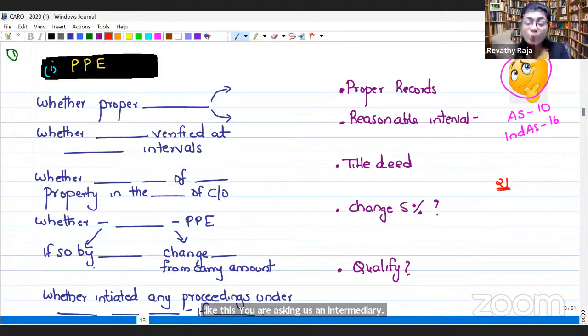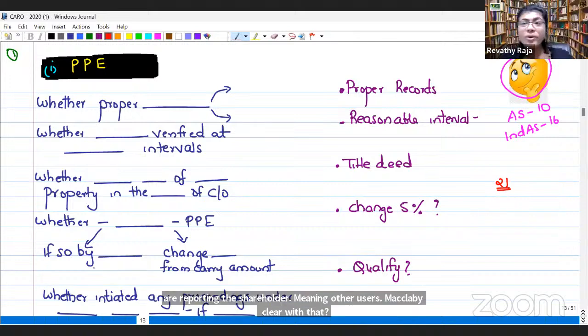Intermediary between who and whom? You're acting as an intermediary between management and the user. The board of directors have kept inventory, property, plant and equipment, made loans and borrowings, maintained cost records, and given transactions to related parties. Everything is done by the BOD. Here we are like an intermediary, looking into the activity of the BOD and reporting to the shareholders, meaning our users. Are we clear with that?